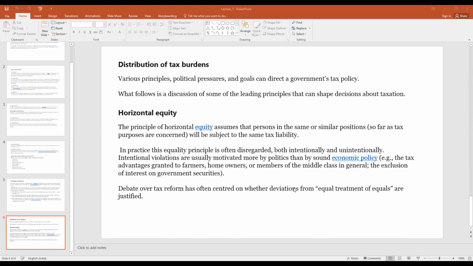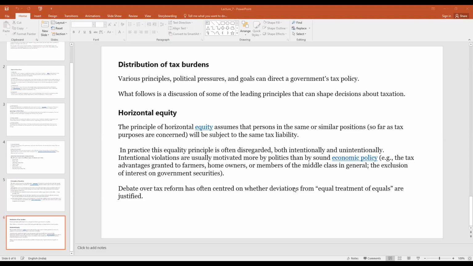Then we moved to the distribution of tax burdens, how the tax burdens have to be distributed. Distributed, in the sense that it has to be spread across the people. It should not be skewed toward one particular group of people. The burden should not be imposed on one particular group. According to their ability and their income, the distribution of taxes has to be spread across the people. And various principles like political pressures and goals, the government's goals, can direct a government's tax policy.